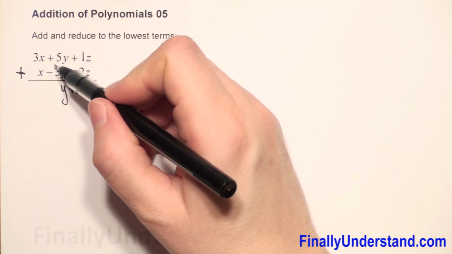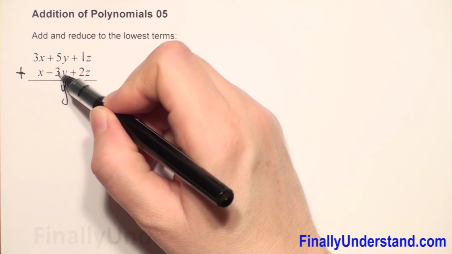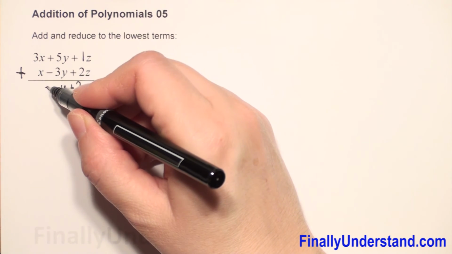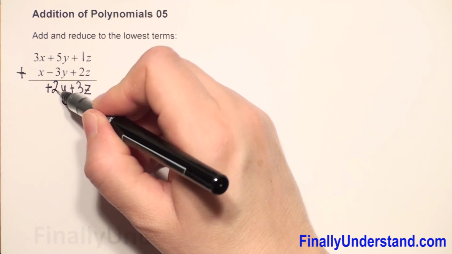Positive 2. We always keep the sign of the largest number. We have positive 5 and negative 3, so 5 is bigger than 3. So we have to keep the positive sign, and 5 minus 3 is 2.